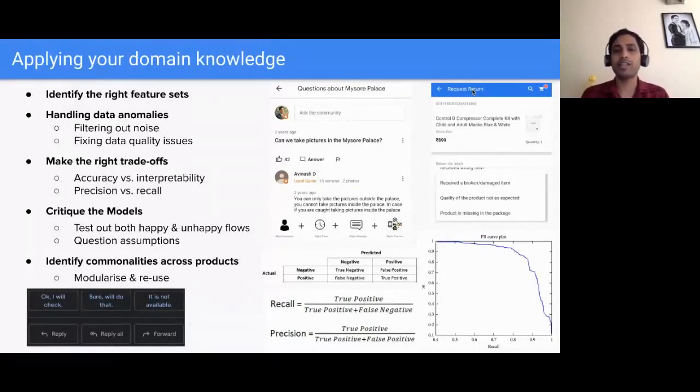So if I have to think about the right customer, how do I identify the right people, the customer set who can address this question? I might not just look at people who have answered questions in the past or have answered questions about Mysore Palace. I can also think of maybe people who have written reviews for Mysore Palace. Maybe they've not answered questions, but if they've written reviews, I know that they have some information, right? Or maybe people who have visited Mysore Palace, right? So there are proxies. Even if you don't have enough data, you look at proxies which are substitutable.